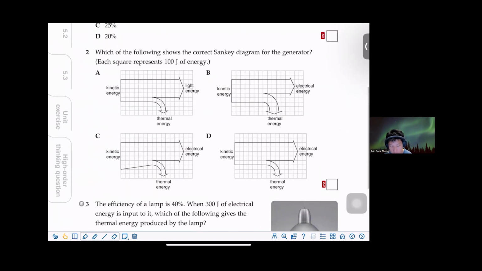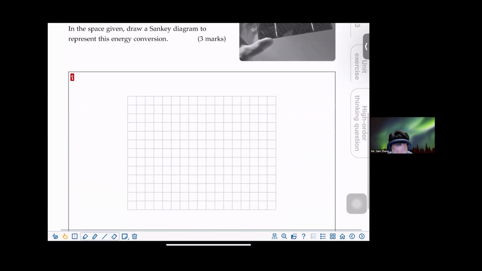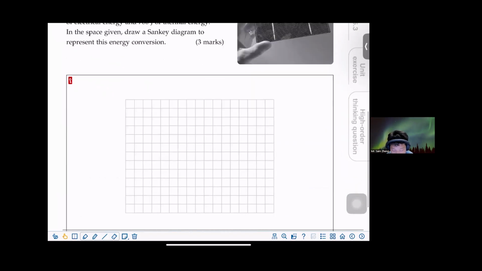Now, for question number 2, I've already gone through it with you. So in this case, I will skip it. Many of you did not complete the skill practice, but never mind.